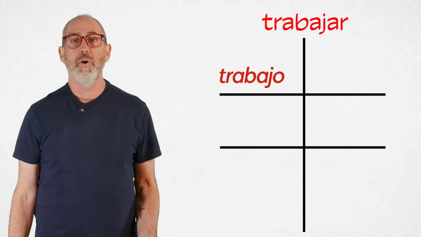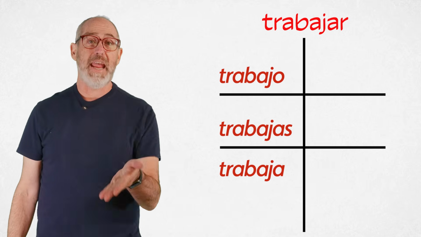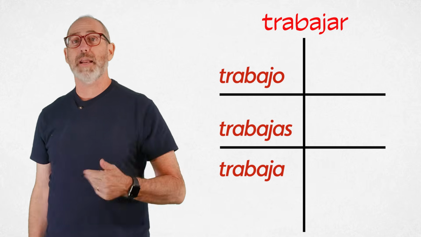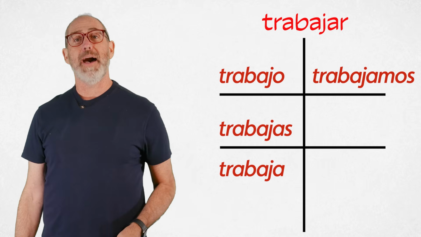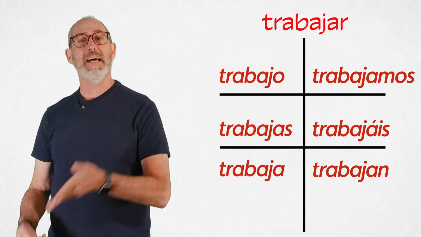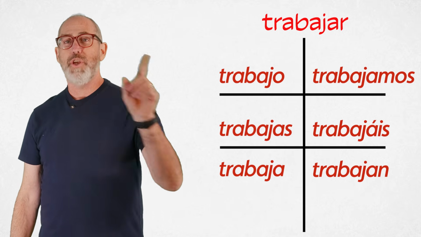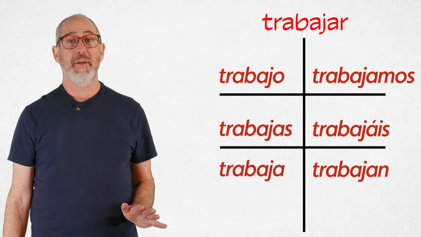Example, if I wanted to talk about people who work, all I got to know is the verb trabajar means to work. Trabajar, that's it, I got it. I know the ending, so I'm ready to go. Yo trabajo, tú trabajas, él trabaja, ella trabaja, usted trabaja, nosotros trabajamos, vosotros trabajáis, ellos trabajan, ellas trabajan, ustedes trabajan. You can do that with any AR verb in Spanish.